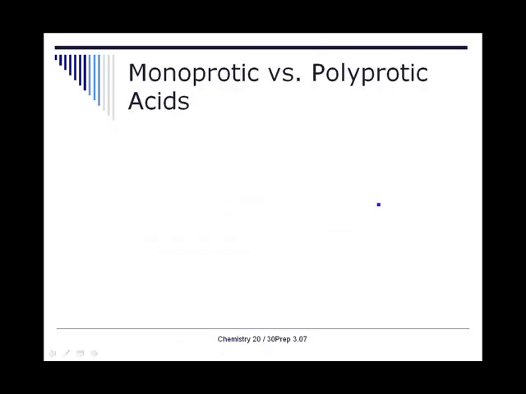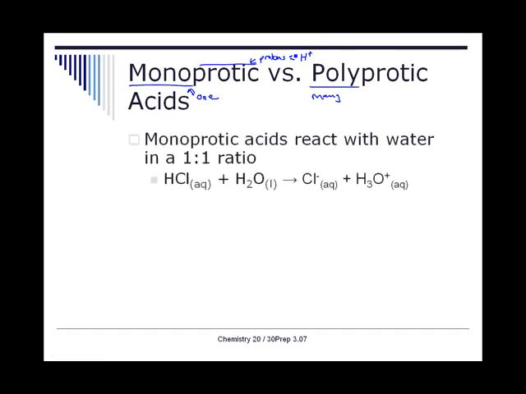So that was strong acids and strong bases, and weak acids and weak bases. Now we're going to look at some more terms, monoprotic and polyprotic. So for monoprotic, if we just take a look at the word, mono means one, and poly means many. So protic, these are protons, which is another word for our hydrogen ion. Hydrogen ions are protons. So we're talking about acids that have one proton or one hydrogen versus acids that have many hydrogens.